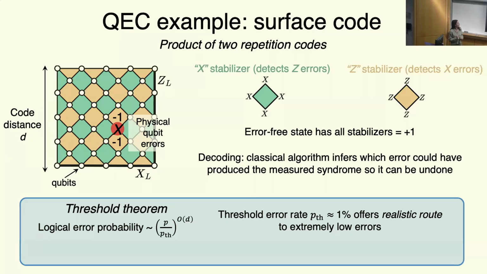And this is possible as long as your physical error probability P is below some threshold error rate. And this threshold error rate for the surface code is actually super high. It's around 1%, which can be realized in many physical devices today and actually has been recently. And so once you're below this threshold error rate, you have a very realistic route to make your logical error probability super low, 10 to the minus 10, for example.